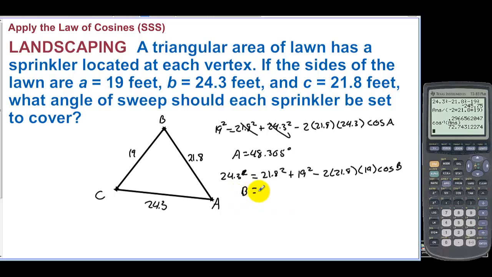and that's going to give us the angle. 72.743. Angle B is 72.743. Let's add on the 48.305, and then we'll minus that from 180. So 180 minus the answer, and we get for angle C, that's equal to 58.952 degrees. And this is degrees also.